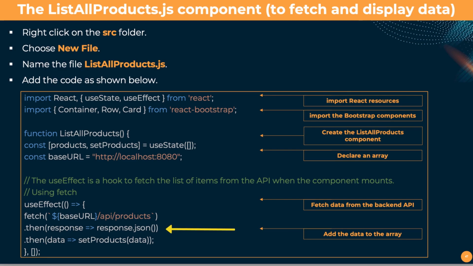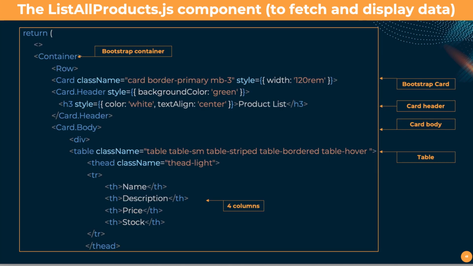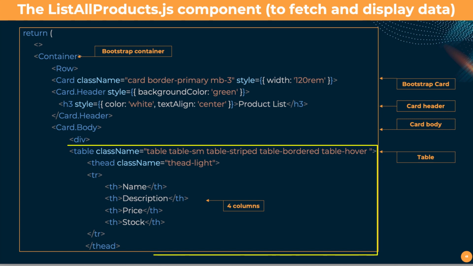So we're simply saying go and find the products here, and when you get the response back, what we want to do then is put that information into the products array. So we use the setProducts, the setter, and whatever data came back, we push it into the array. Then we return, so we want this to be rendered, and we use Bootstrap to use a container, a row and a card. And then inside the body, we're going to have a table, and the table has just got table row, table columns with name, description, price and stock.